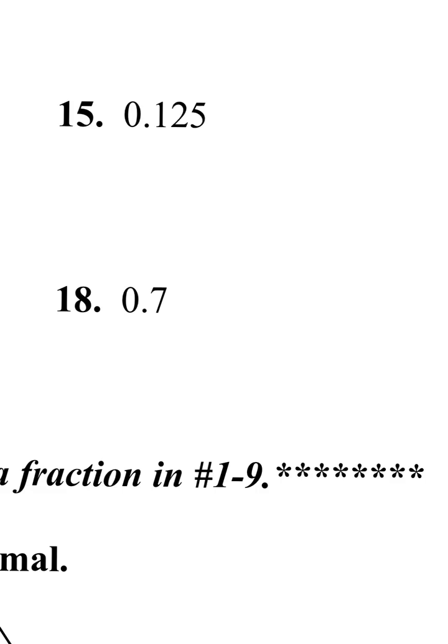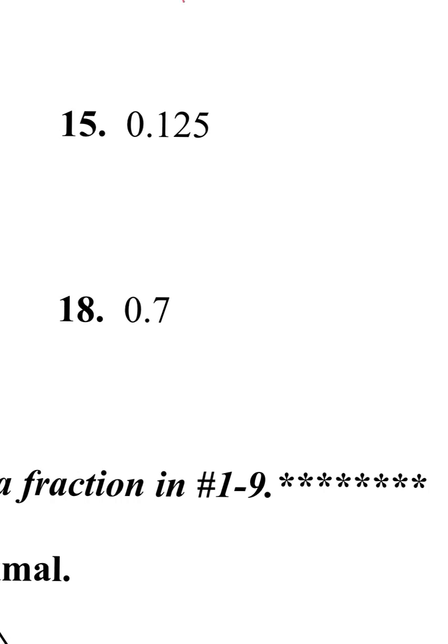All right, here we go on number 15. On number 15, we have 125 thousandths. So let's take those digits 1, 2, and 5. And let's take a look at the last digit, 5. What is its place value? Well, if the 1 is in the tenths place, the 2 is in the hundredths place, and the 5 is in the thousandths place. So this is 125 thousandths.